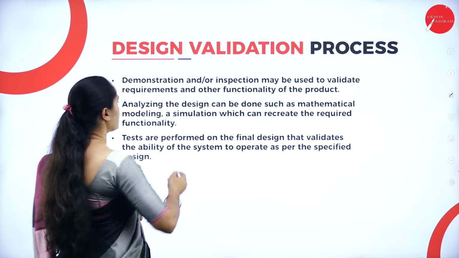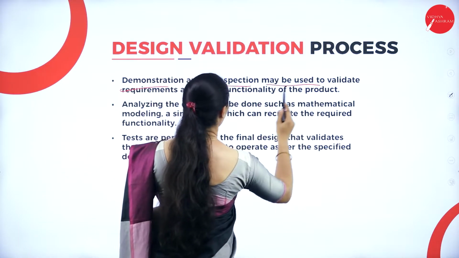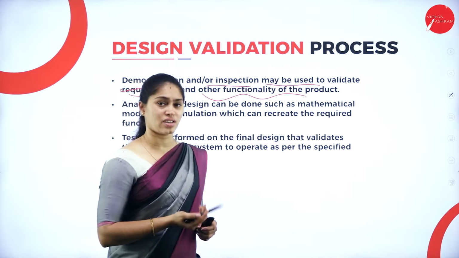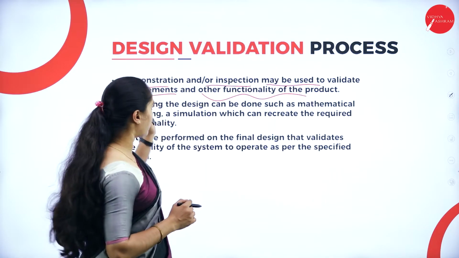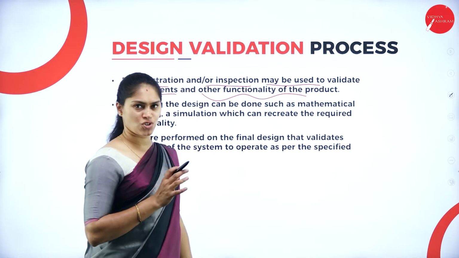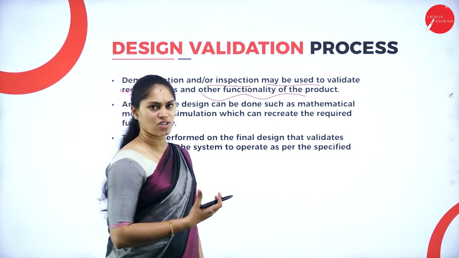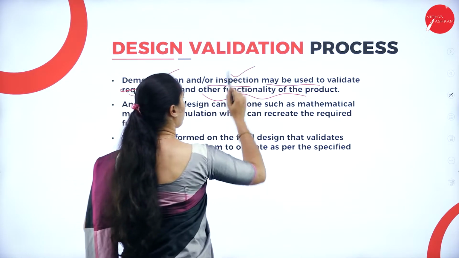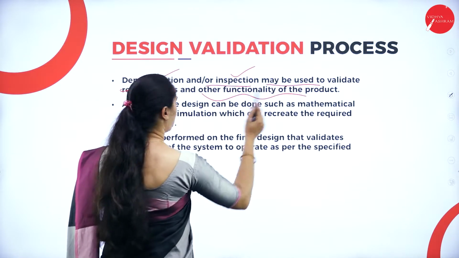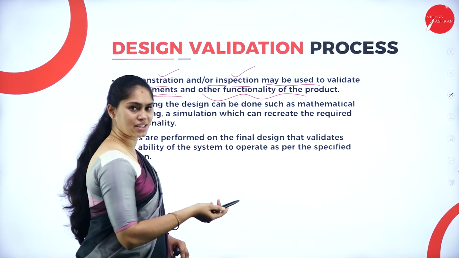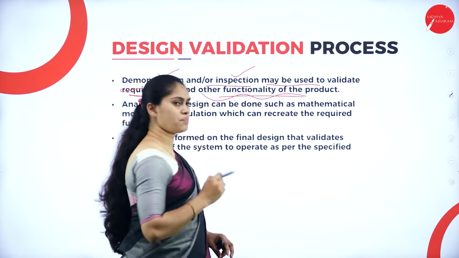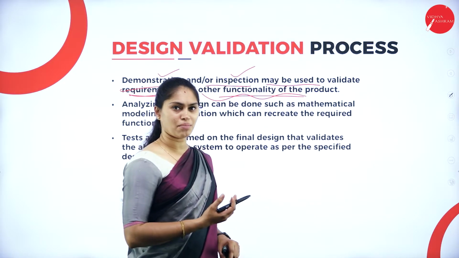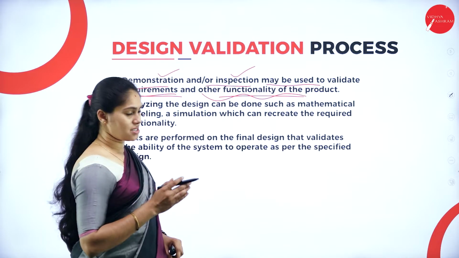Also, demonstrations or inspection may be used to validate the requirements and other functionality of the product. Then how can I make a comparison? What methodology am I supposed to use? When we have a demonstration or inspection, I need to find its relevant potentiality. We use these two methodologies, demonstration or inspection, in order to validate the requirement given by the customer, and also the functionality of a product. What is its functionality? If it is an existing one, what are the functionalities of that particular product? Everything is going to be tested or validated.